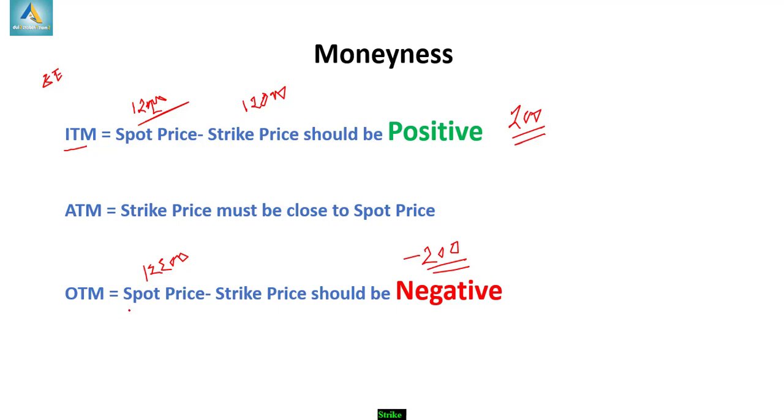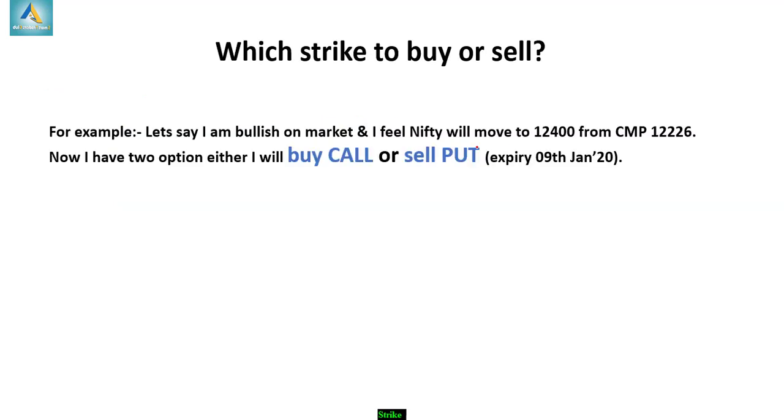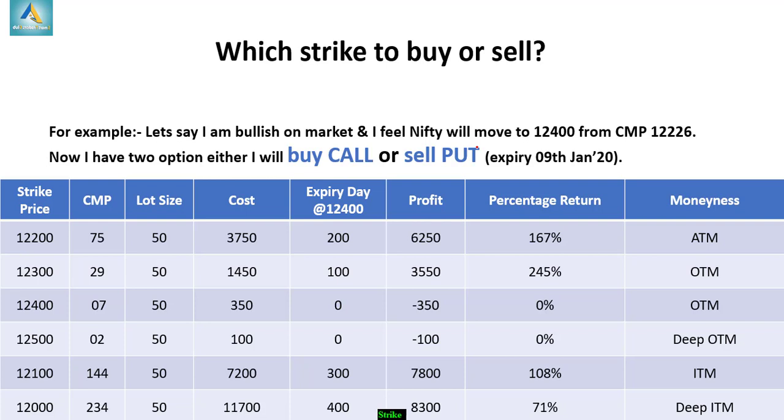This is exactly opposite in case of a put option. For a put option, if spot price minus strike price is negative, like 12,200 minus 12,400, then it is in the money, and if it is positive then it is out of the money. So we have taken this example and come to a conclusion: if you want to buy a call option or a put option, and your IV is between 5 to 20, then selecting the immediate OTM or immediate in the money will be the right choice.